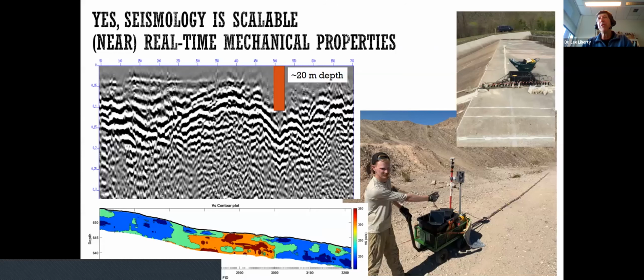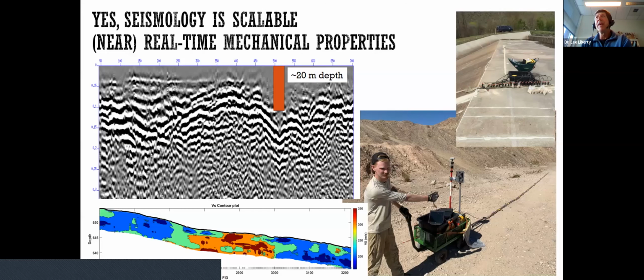We've built a small streamer here. This is William, pulling our little tiny streamer. The cool thing about this is we can get near real-time mechanical properties of the soils. We can automatically pick the dispersion from these images, and we can generate in near real time soil stiffness profiles. This is across the Frenchman Fault, and here's the reflection image. This is a pretty low resolution image of it. I just did this in a very quick and dirty way the other day.